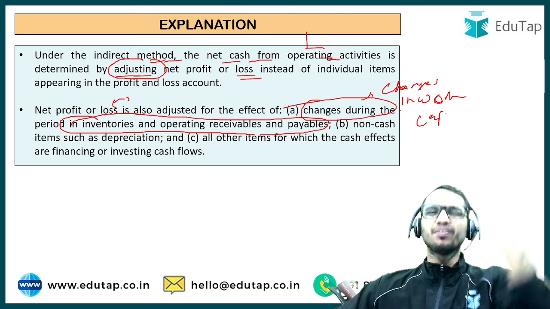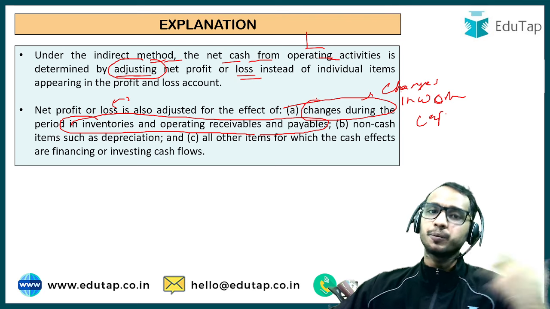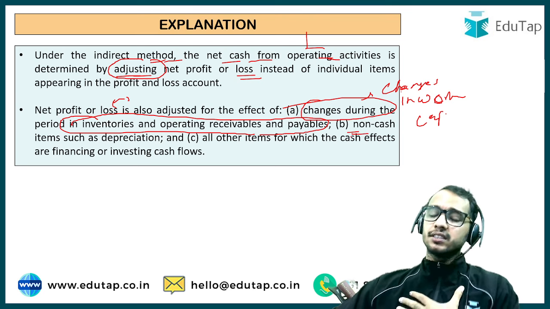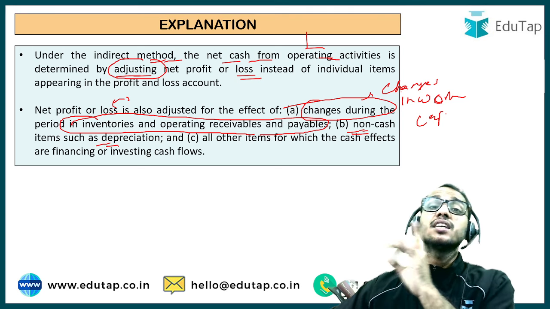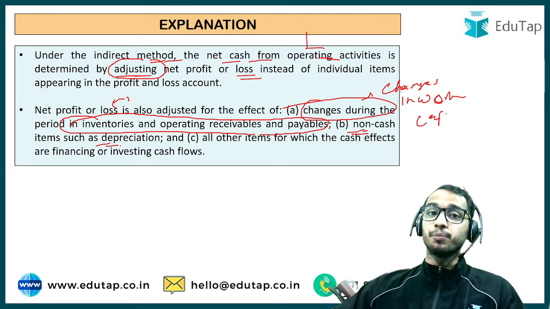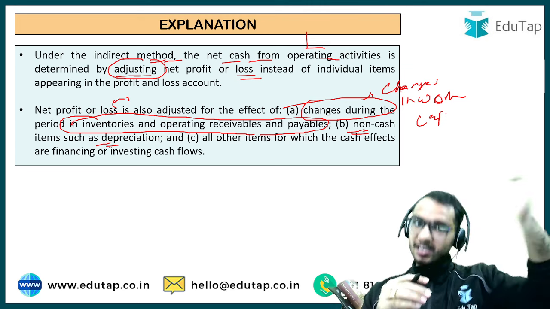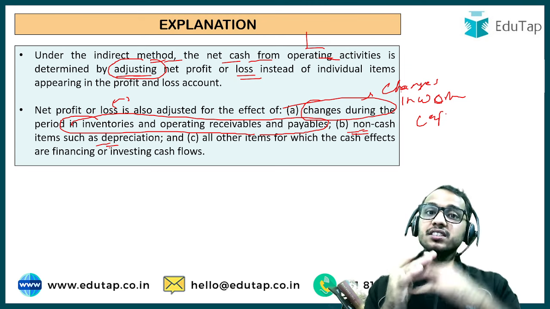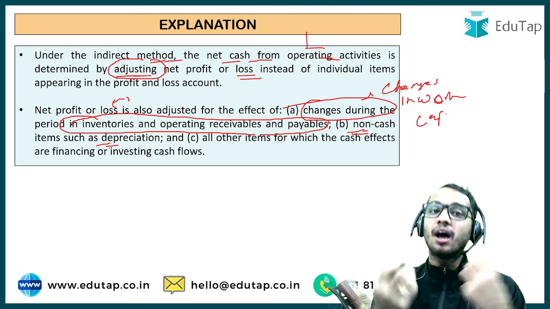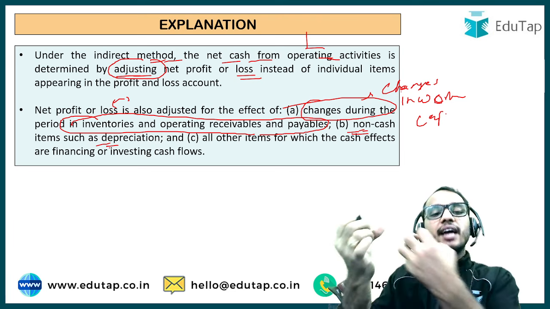But in this question we don't have any changes in working capital, so we didn't adjust our amount as per A point, but we have adjusted our amount as per B point. Non-cash items such as depreciation, we did adjust for depreciation. And what's the trick? Whatever is your expense in the P&L account, you are going to add it back, because you are doing a reverse entry to get to the amount you have generated from the operations in cash terms. So you are adding it back.